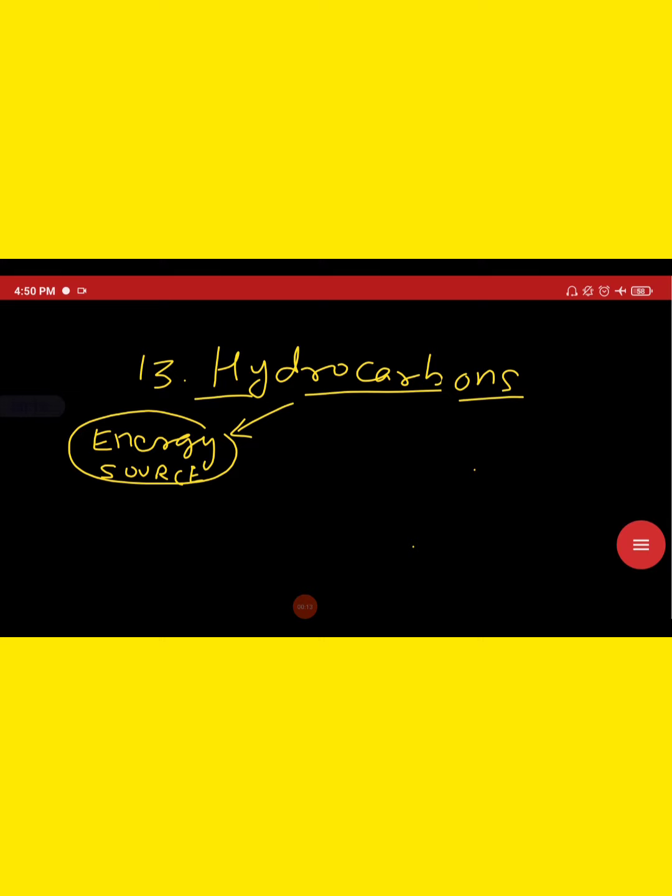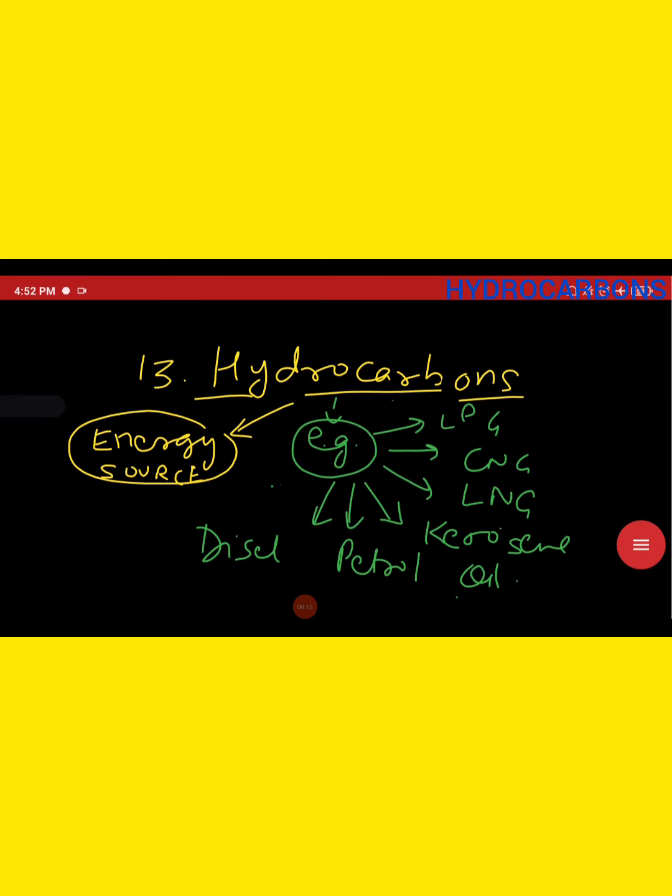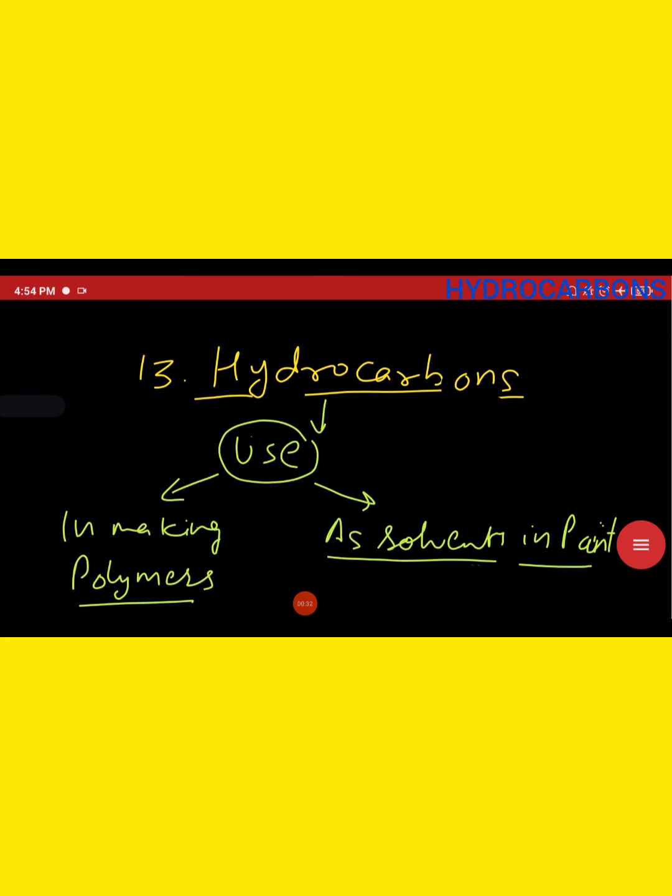Hydrocarbon is an important source of energy, and here are some examples in which hydrocarbons are present completely. It is very much clear from the examples how hydrocarbons act as an important source of energy. Next comes the use. Hydrocarbons are used in making polymers like polythene, polypropylene, polystyrene, etc. And higher hydrocarbons are used as solvent in paint.